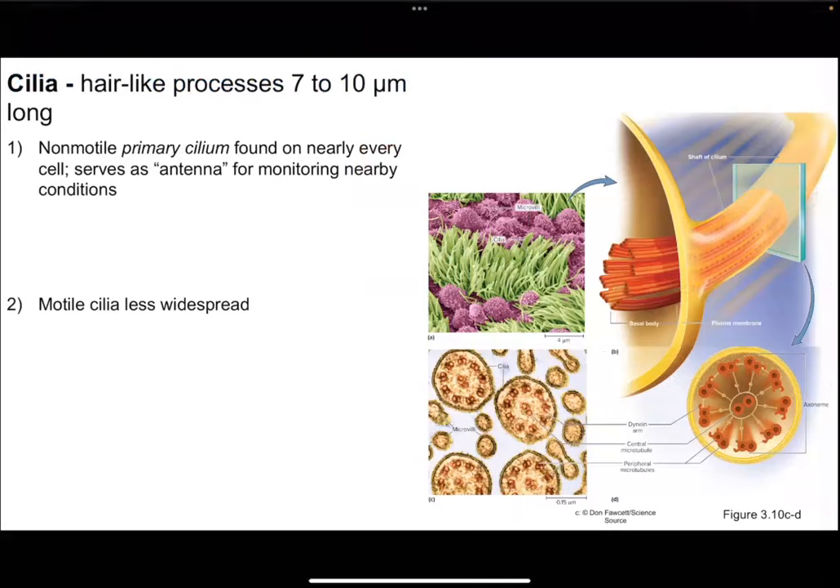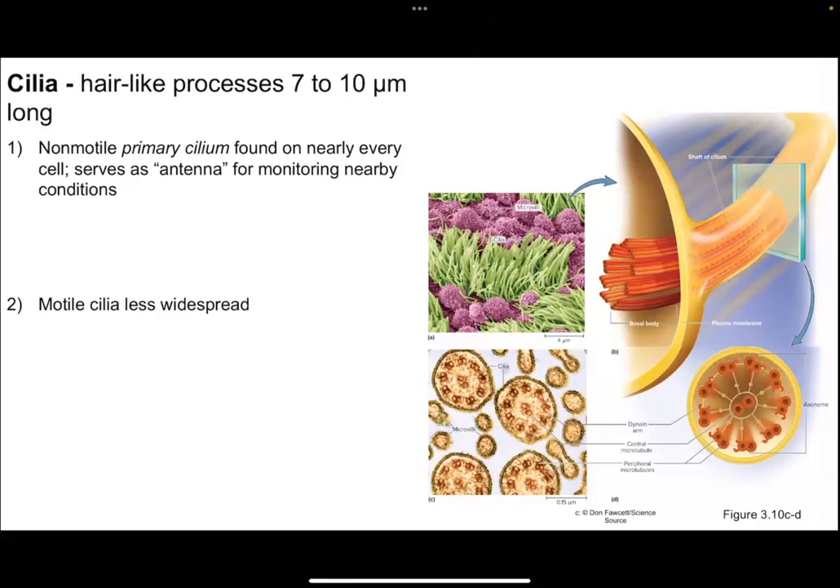Another type of cell surface extension is cilia. Cilia look like hair-like processes. They're about 7 to 10 micrometers, so you can imagine that they can be pretty long, given that the average cell is 10 to 15 micrometers. They can be a little bit over half the size of a cell. There are 2 main types of these cilia.